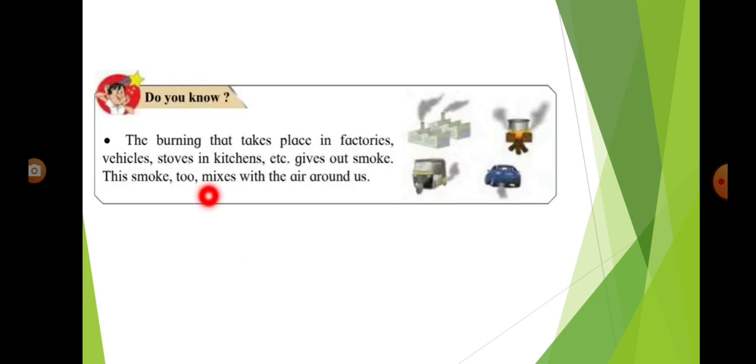Do you know the burning that takes place in factories? Here you can see the factories, vehicles, stoves in the kitchens, etc. They give out smoke. Here you can see smoke. This smoke too mixes with the air around us.